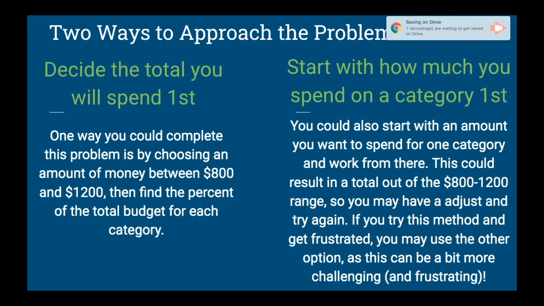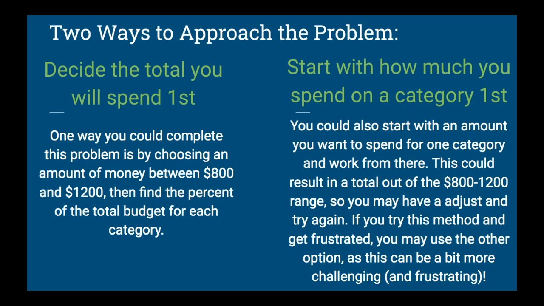Another way that you could do this is by starting with how much you want to spend on a category. So you could also start with an amount that you want to spend for one category and work from there. This could result in a total that is outside of the $800 to $1,200 range. So you may have to adjust and try again. If you try this method and get frustrated, I would suggest going back and deciding on the total that you want to spend first, and then finding your percent of that total.